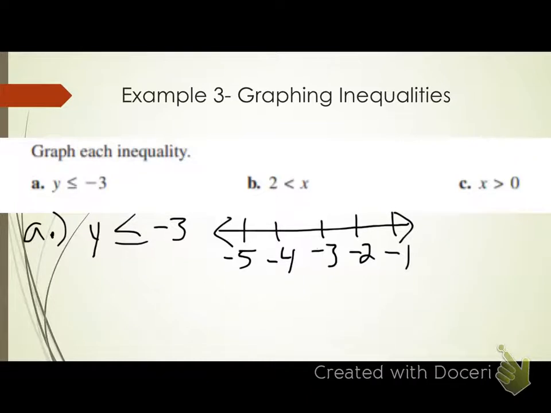Okay. Is it going to be an open or closed circle on negative 3? Closed. How do I know it's closed? The line. It's got a line under it. It's less than or equal to negative 3. So I'm going to put a closed circle on negative 3 on my number line. We okay with that? We okay identifying what number to put the circle on and if it's open or closed?